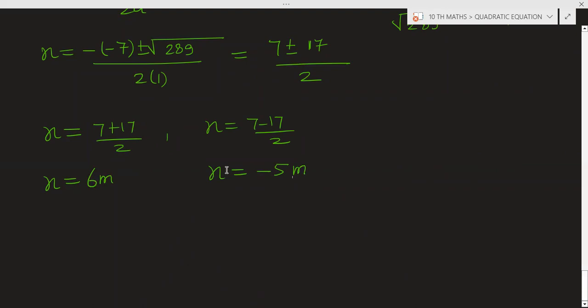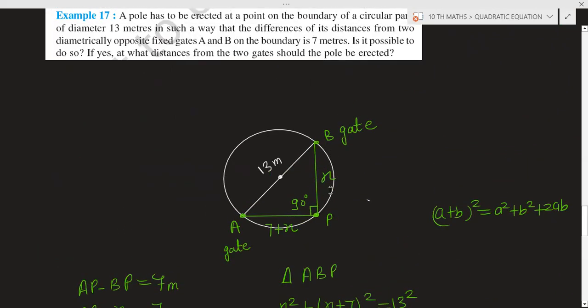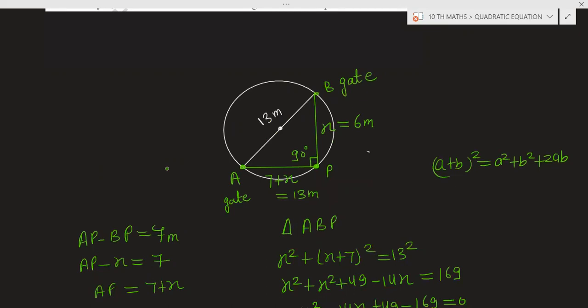Can length be negative? No. So you have to reject this value. So the value of x is 6 meter. Means the distance between the pole and the B gate is 6, and the distance between the pole and the A gate is 13. Right? So this distance becomes 7 plus 6, which is 13 meters. So this is the final answer.